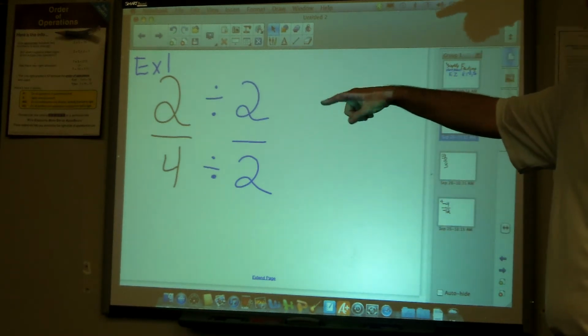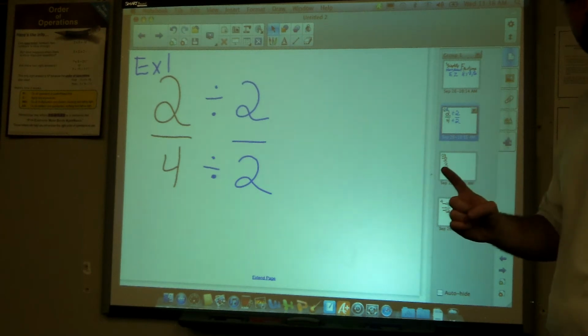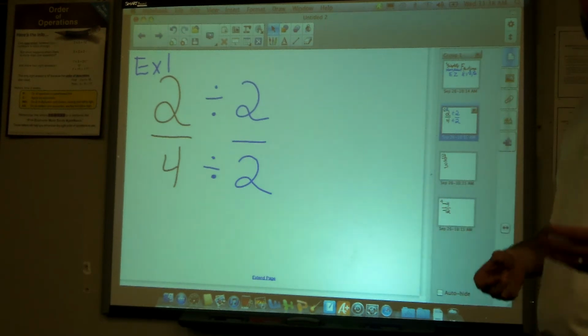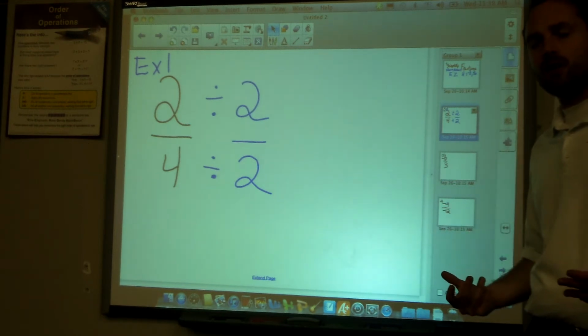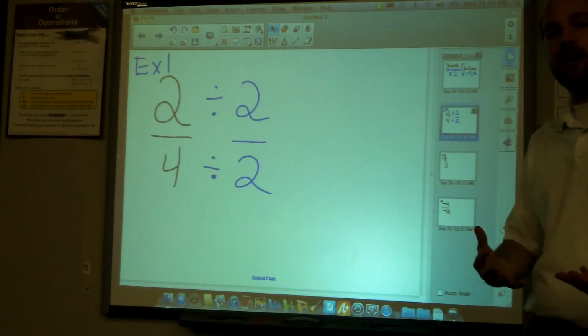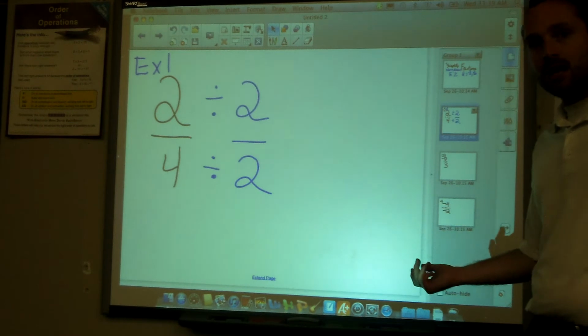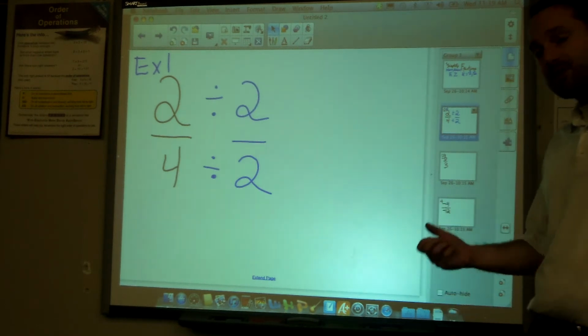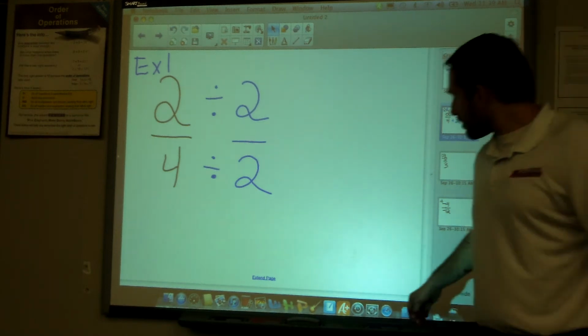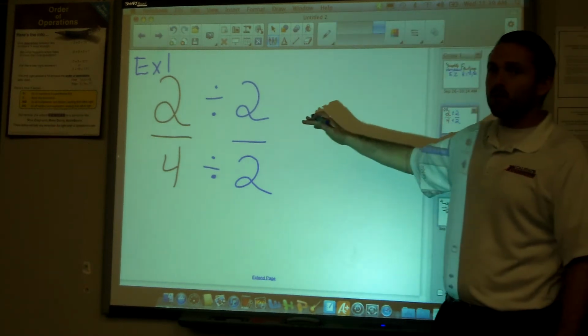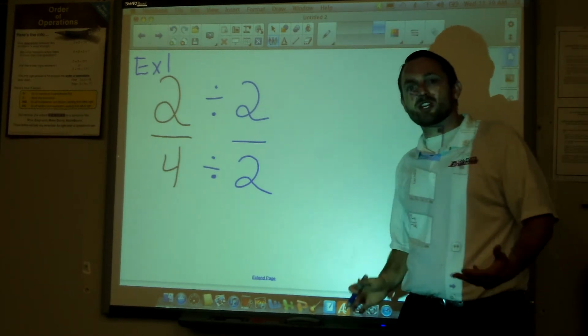If I multiply or divide by 1, it gives me the same number. 1 times 5 is 5. 5 divided by 1 is 5. A bajillion times 1 is a bajillion. A bajillion divided by 1 is still a bajillion. So as long as I multiply or divide by 1, it doesn't change the number.